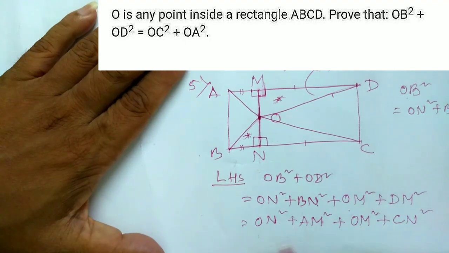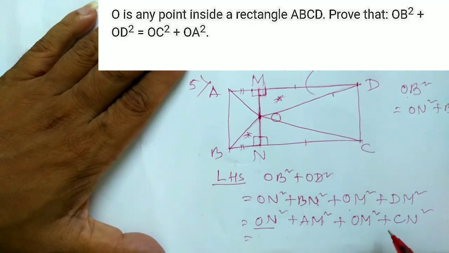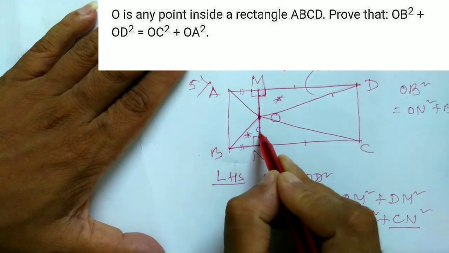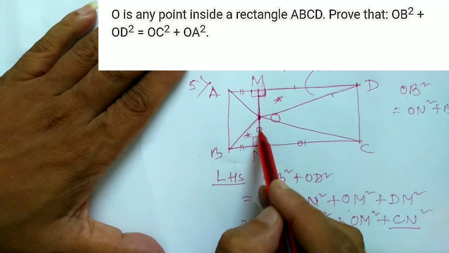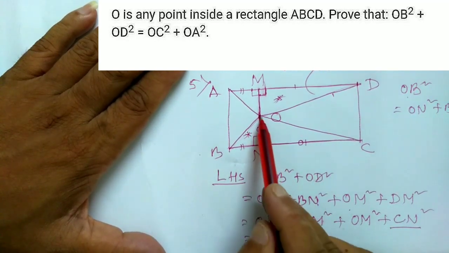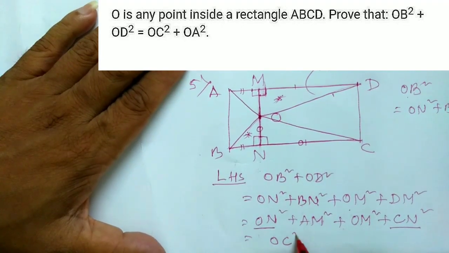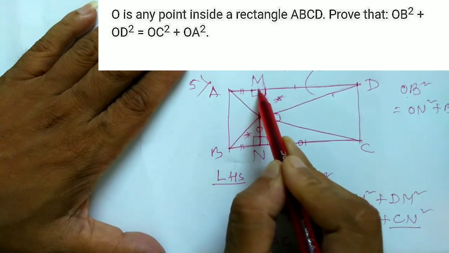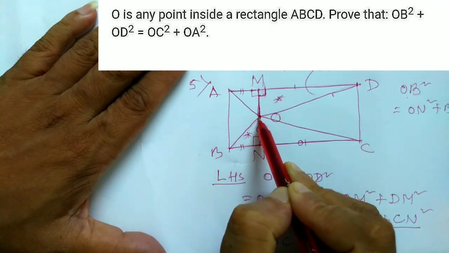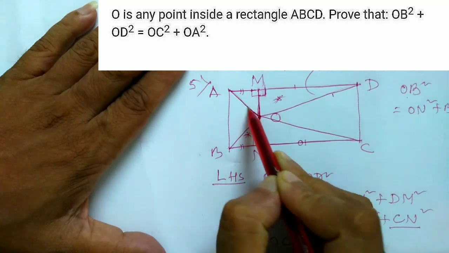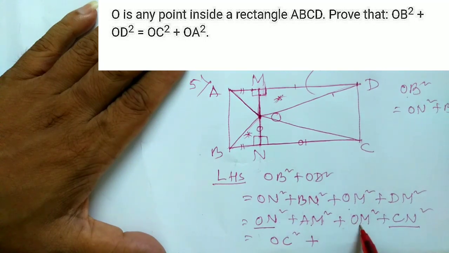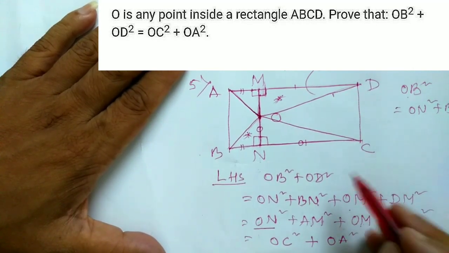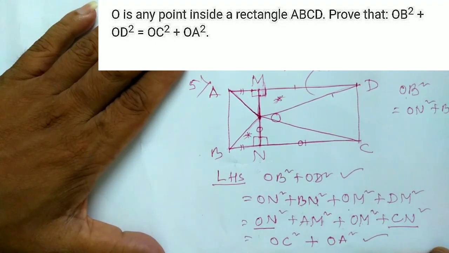Fine. Now ON square plus CN square. Can you see? ON square, the underlined portion. ON means this. ON square plus CN square means perpendicular square plus base square equals, yes, hypotenuse square, OC square. So we can write OC square plus AM square plus OM square. This is AM. AM square plus OM square, that is base square plus perpendicular square equals, yes, hypotenuse square, that is OA square. So instead of AM square plus OM square, I can write OA square. So you can see we started from our left hand side, but we reached the right hand side. So the sum is proved.